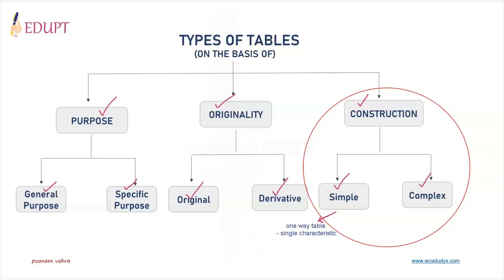Then there are complex tables. In complex tables, the data is classified on the basis of more than one characteristic. These could either be two-way or three-way tables or manifold tables. For example, this table may present the number of students based on the age group and the locality in which they reside. So age group is one characteristic, locality is another characteristic. So our focus in statistics would be either simple tabular presentation or complex tabular presentation.